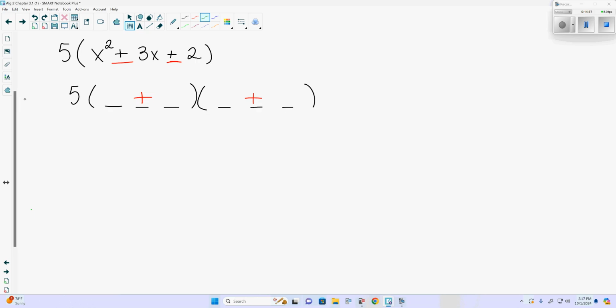Now, if we look at this here, the first term is what? X squared. What are the factors of x squared? What things multiply together to give us x squared? X and x. Is there anything else? Well, no. I mean, there's 1 in x squared, but that doesn't work for this here. So the only factors of x squared that we have are x and x.